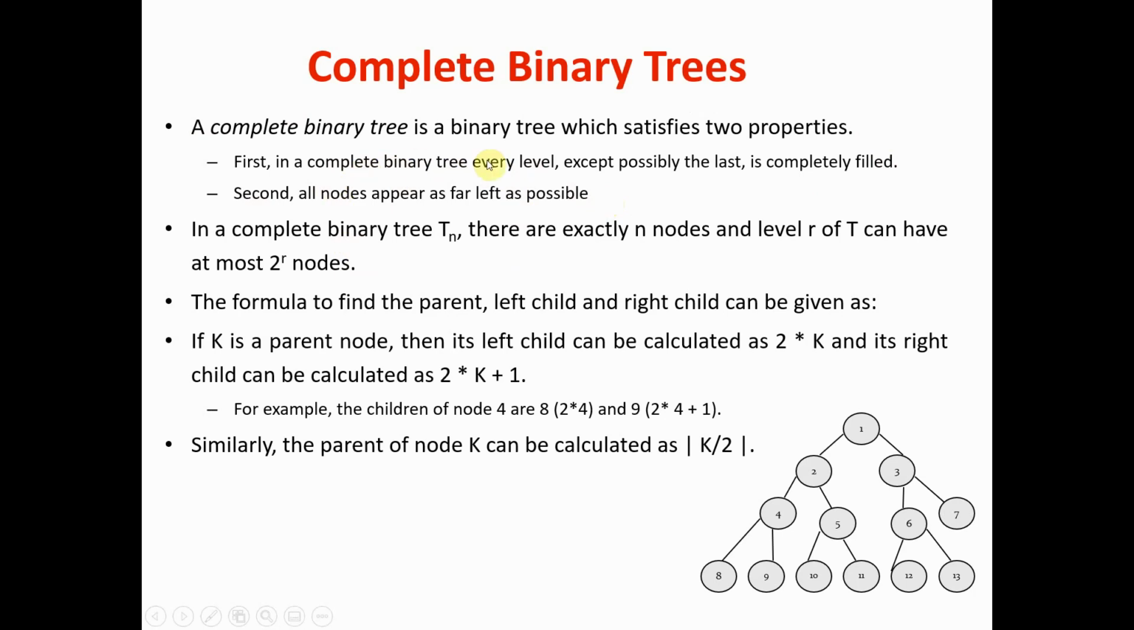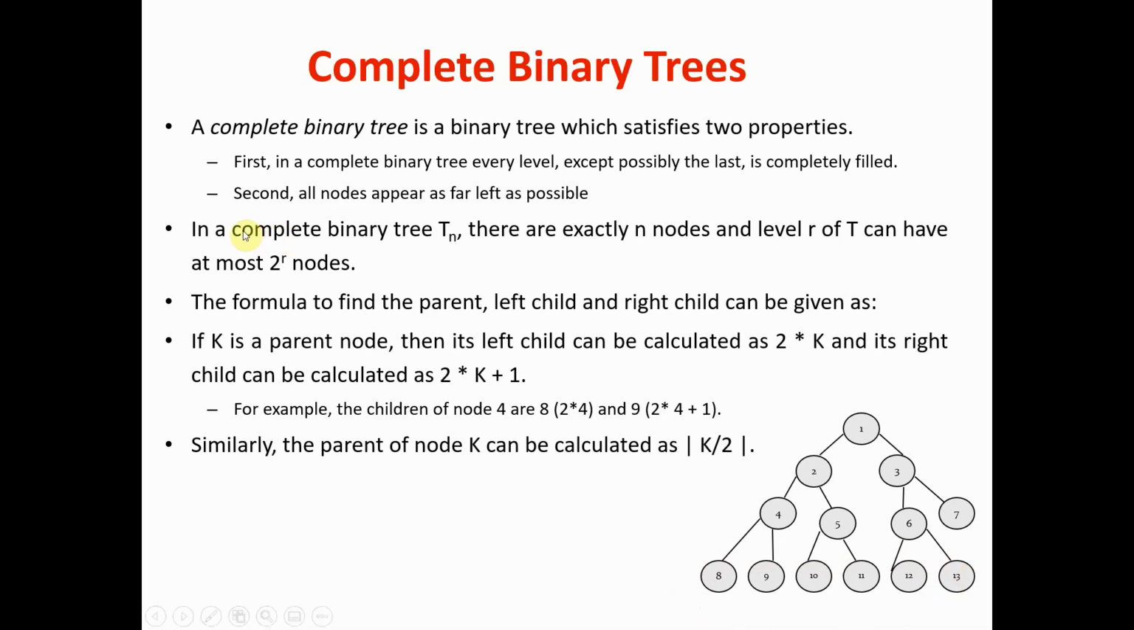In a complete binary tree, every level except possibly the last one is completely filled. Second, all nodes in the last level appear as far to the left as possible. So this is basically what we have.